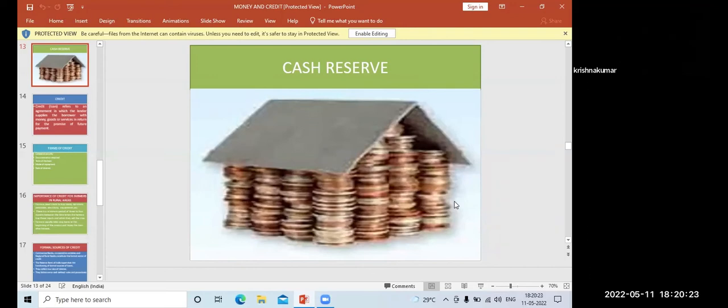The same is true with others also. With the full money in hand, we cannot construct a house. Many people cannot buy a car, or many people cannot buy costly goods without credit. So credit is very, very important. Now, where do we get credit from? What are the sources of credit?